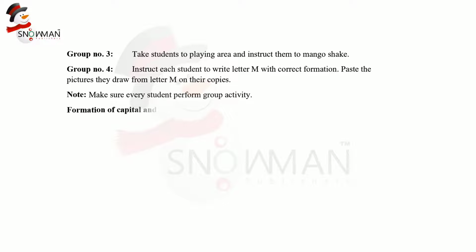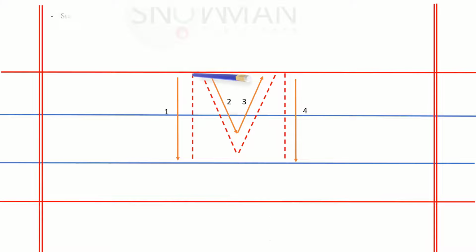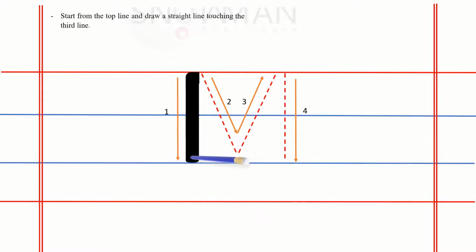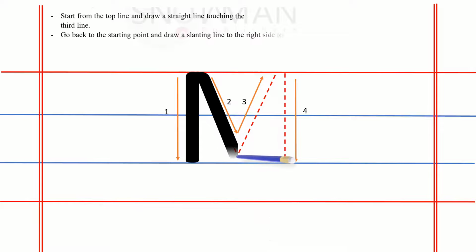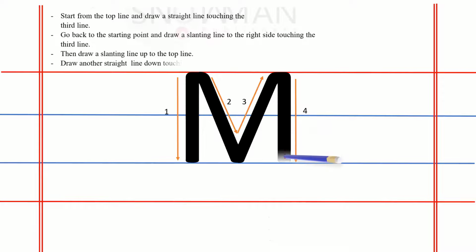Formation of capital and small letters M activity. Draw 4 lines on the writing board. Write capital letter M on the first 3 lines and give instructions. Start from the top line and draw a straight line touching the 3rd line. Go back to the starting point and draw a slanting line to the right side touching the 3rd line. Then draw a slanting line up to the top line. Draw another straight line down touching the red baseline.